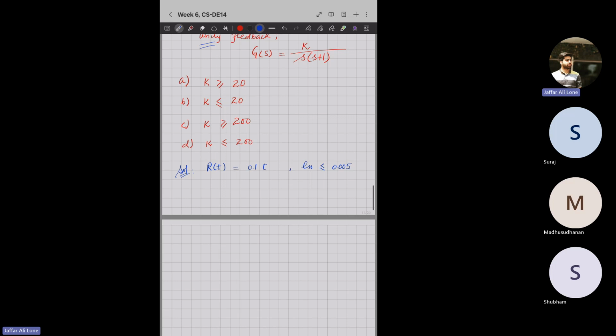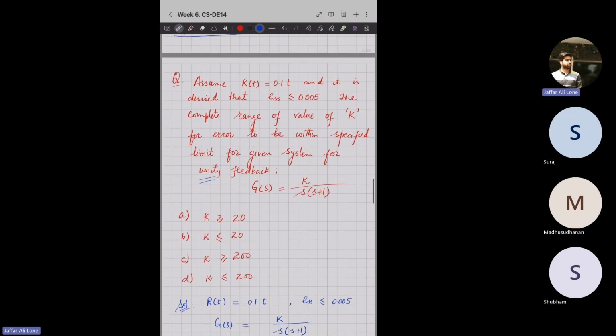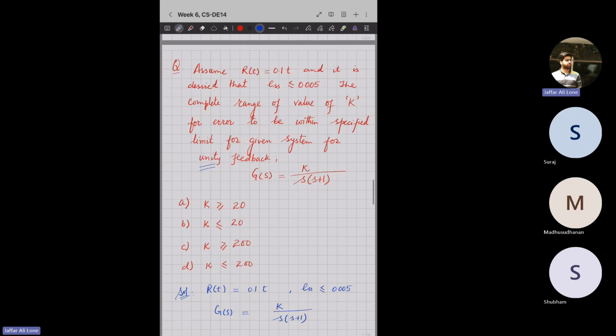So let's try to solve it. You have a system G(s) equal to K divided by s into s plus 1. Again, it's a type 1 system and you're applying a ramp input. The steady state error has to be finite. Now directly we can apply the formula because we have to find the steady state error, and at the last we will impose this limit.